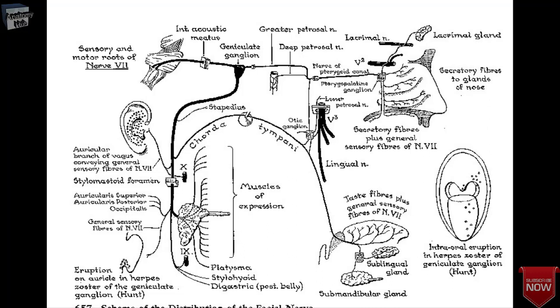So friends, here we have completed the facial nerve, and in the next video we will see the clinical correlations of the facial nerve, along with what is facial palsy and what is Bell's palsy, and what is upper motor neuron and lower motor neuron, that we will discuss in the next video.